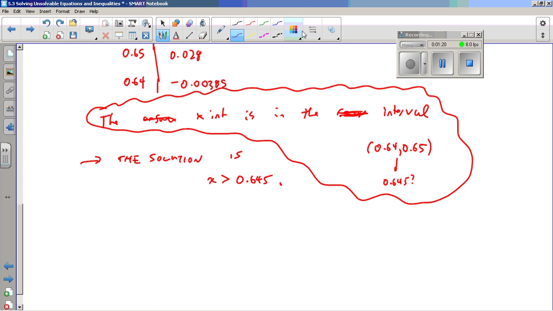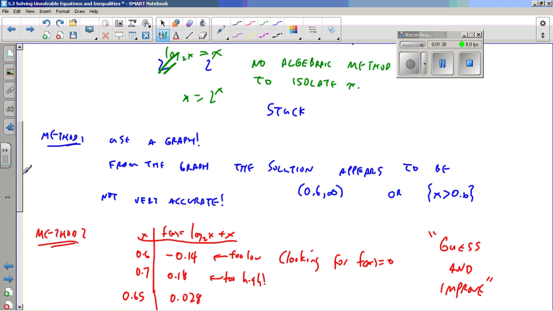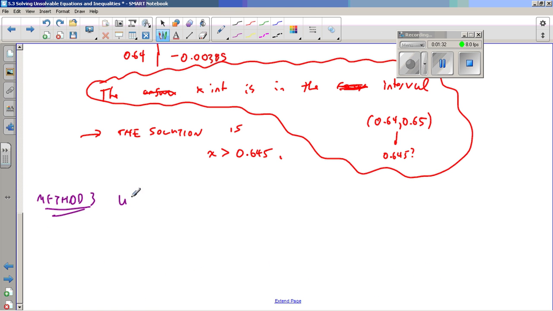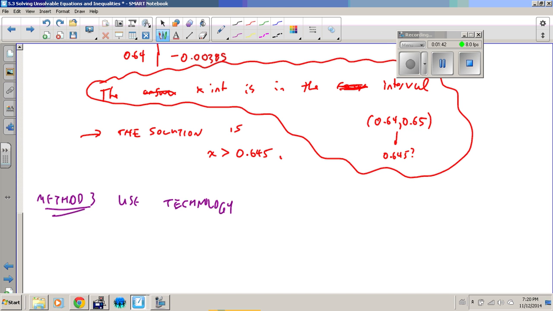Method three, I think method three will probably be everyone's favorite method, but not always accessible. Method three is kind of a combination of these two things, but we're going to use technology. This is the sort of thing we did when we couldn't factor something using the factor theorem, or bad things were happening. We were asked to find a minimum or a maximum. We don't know how to do that yet.